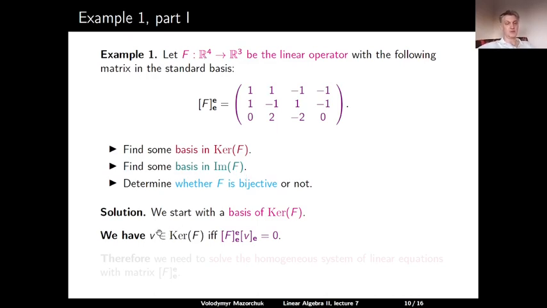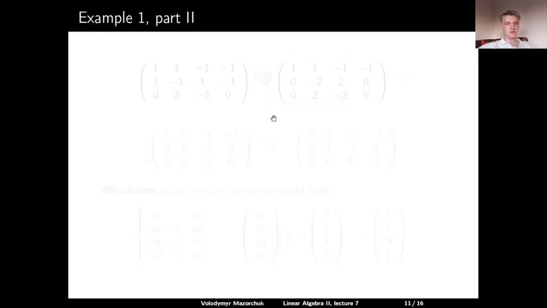So therefore, in order to determine all elements V in the kernel of F, we simply need to solve the homogeneous system of linear equations whose matrix is exactly the matrix of F in the standard basis. So let's solve this homogeneous system of linear equations. We start with the matrix of F in the standard basis, and we reduce it to a row echelon form using Gauss elimination. Here we have 1 in position 1, 1. We use it to kill this 1 in position 2, 1. So we subtract row 1 from row 2.